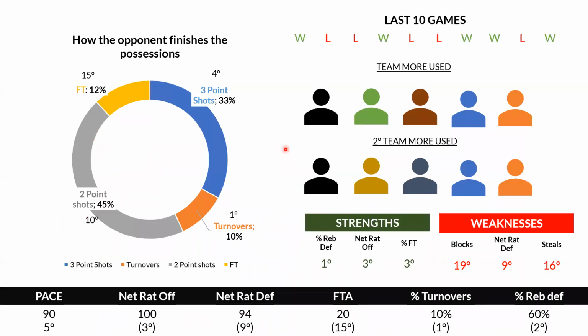So here we see an easy sample of a scouting report. This shows the results in the last 10 games, the 2 teams' most common finishes, and here coaches are able to understand how the team finished the possession. In this example, in 33% of the possessions, the team finished with a 3-point shot. They are 14th in the league. Or, for example, they don't tend to shoot a lot of free throws. They are 15th.